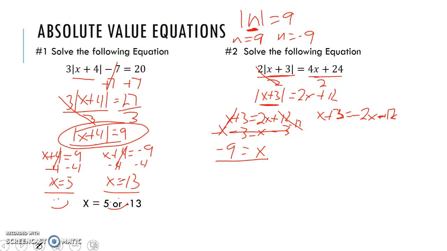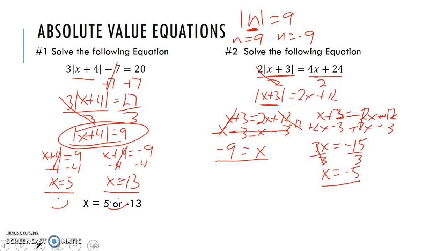Then if I go over here, I'm going to add 2x to both sides. So if I add 2x to both sides, x plus 2x is 3x. At the same time, I'm going to subtract 3 from both sides. And so I have a negative 12 minus 3, which is negative 15. And then if I divide everything by 3, well, then I have x is equal to negative 5. So it looks like I have 2 solutions.